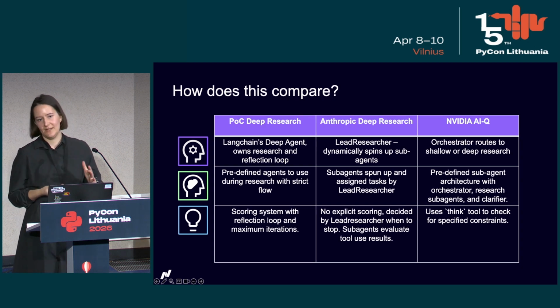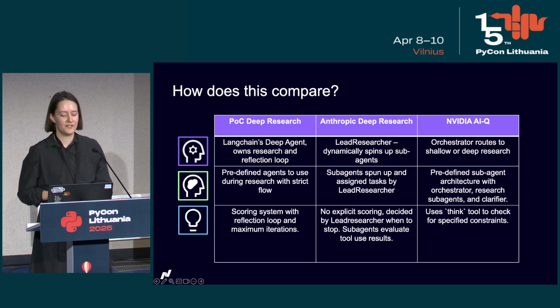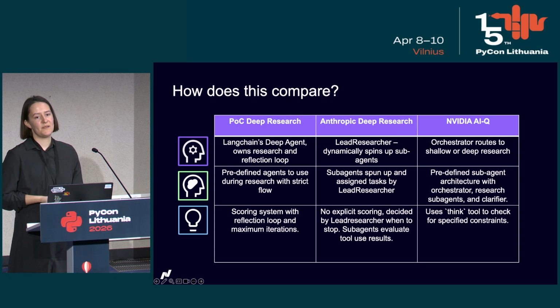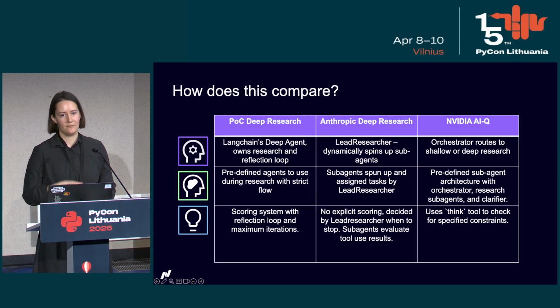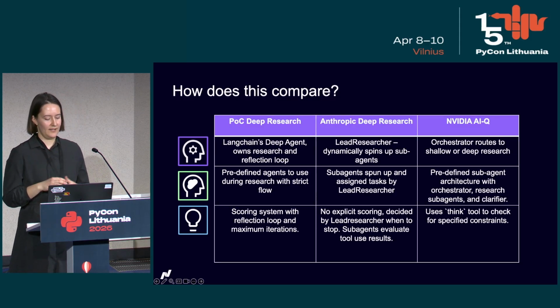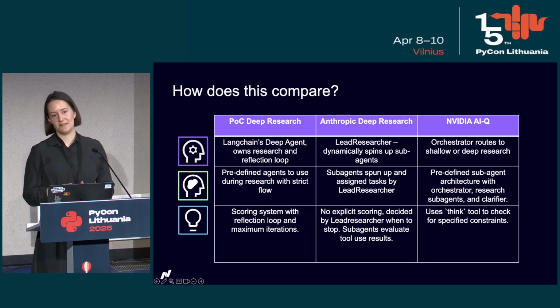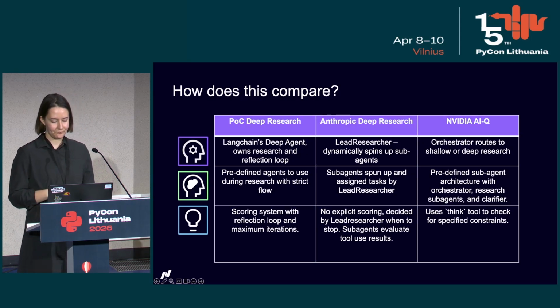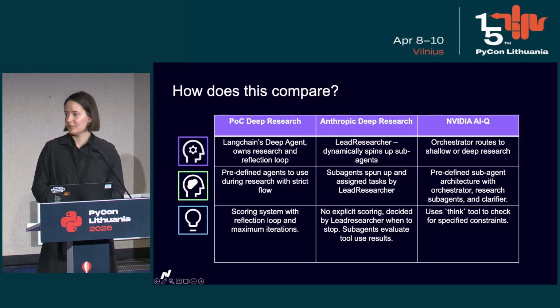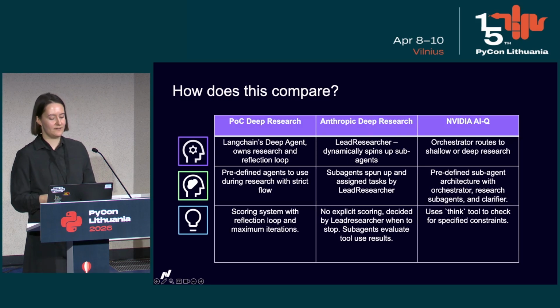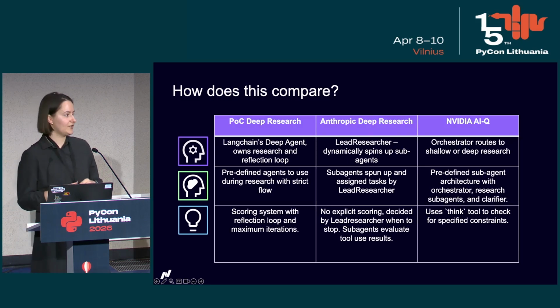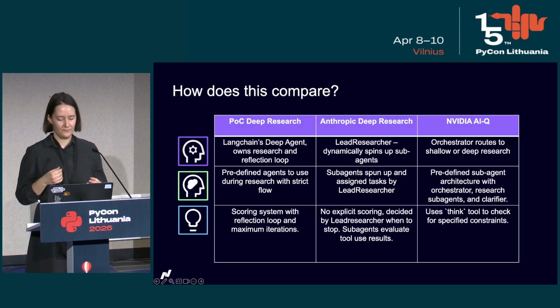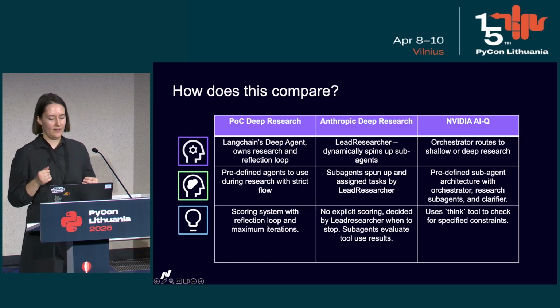For Anthropic, at least from what I found in their documentation, some unspecified subagents are spun up to do the research, and they are assigned tasks by the lead researcher. NVIDIA does it similar to what I do, and that is it has a predefined subagent architecture with orchestrator, shallow or deep research, and clarifiers.